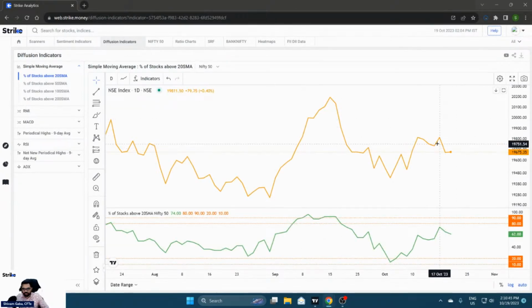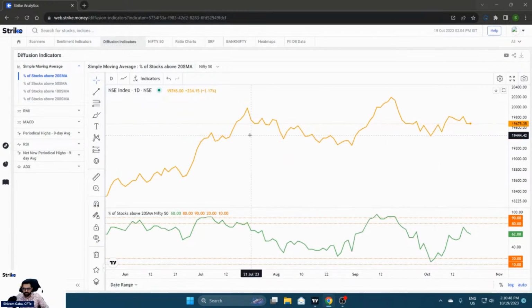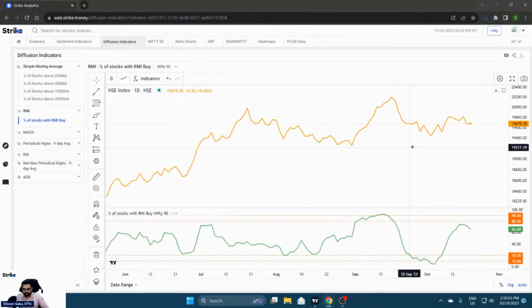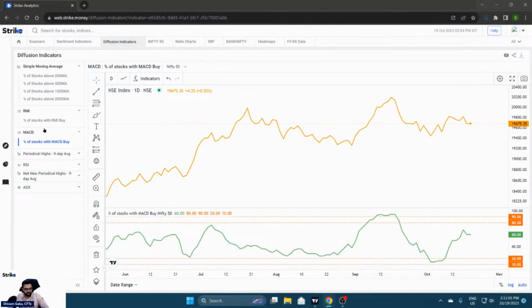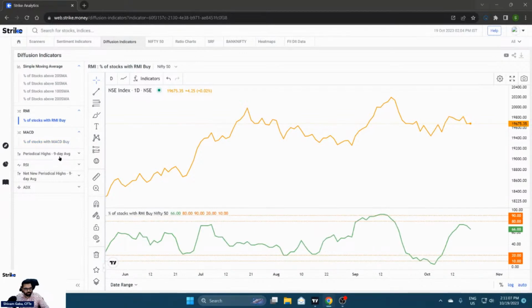Now let's see the diffusion indicators if there is any big change, at least in the stocks above 20-day average. In case of RMI bullish signals, this has started to decline now for the Nifty and for the 500 as well. So we are seeing some stocks going into sell mode. On the RMI, it's pretty much visible. So with that, we'll go to the scanners itself to see what type of signals are coming in. You guys can log on to Strike and use all of this on your own to analyze it.